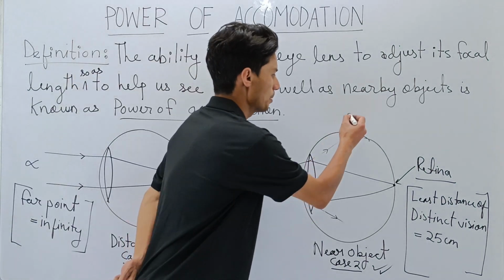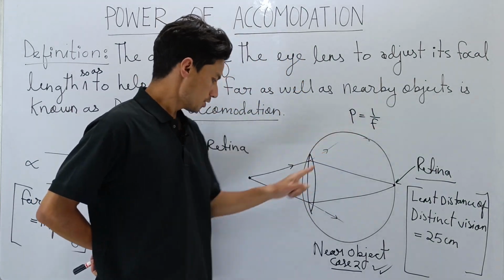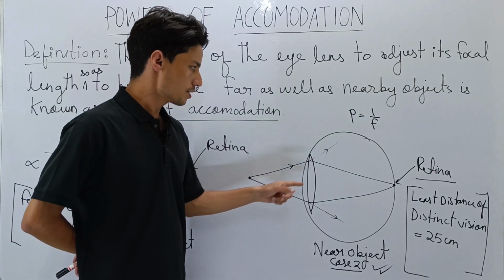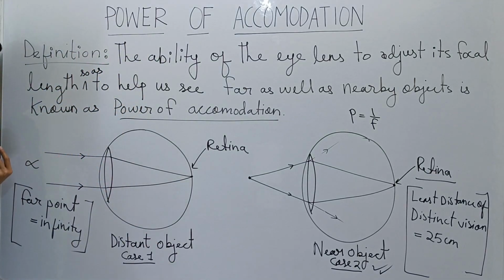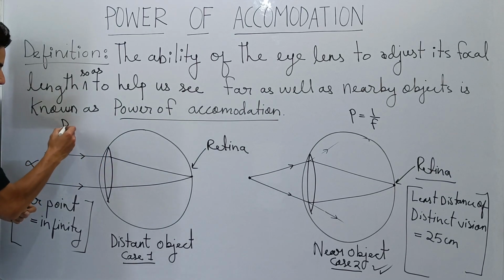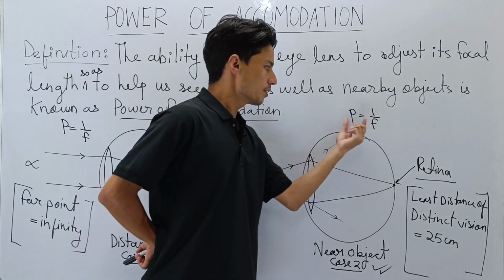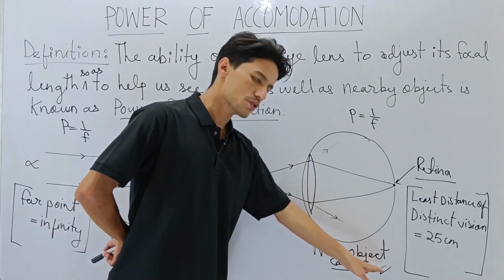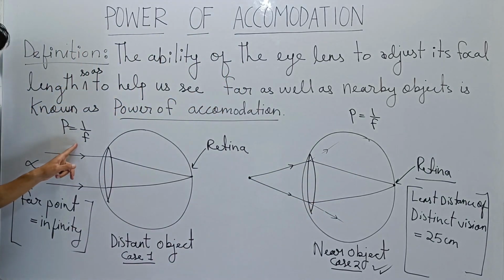Remember the formula, P is equal to 1 by F. The object is near here, so the focal length is short and the power is more. Short focal length, more power. Here the object is far, at infinity, so the focal length is also more. If the focal length is more, power is less, because we know this relationship, P is equal to the reciprocal of focal length. The greater the focal length, the less the power. The shorter the focal length, the more the power. So more power in case 2, and less power in case 1.